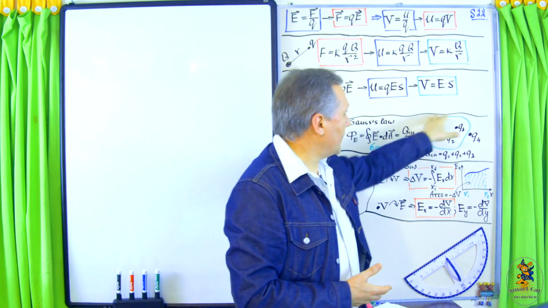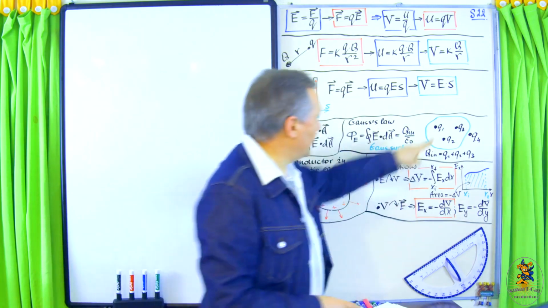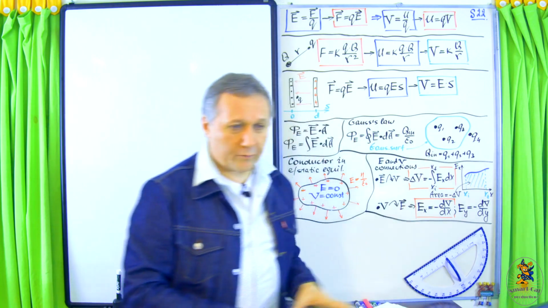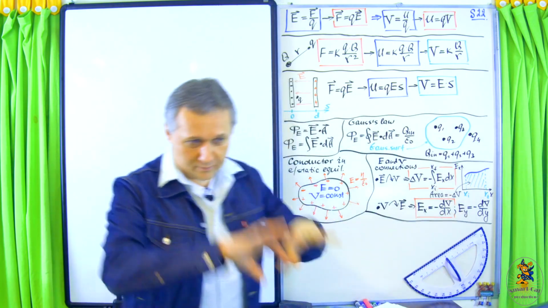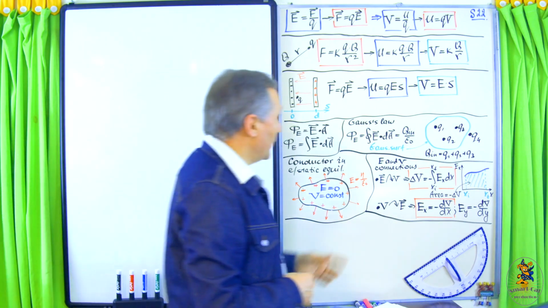So here, for example, I drew 4 charges. Pick a completely arbitrary closed surface. Again, it's basically like a cross section, but it's a 3-dimensional picture, so it's basically a closed surface.